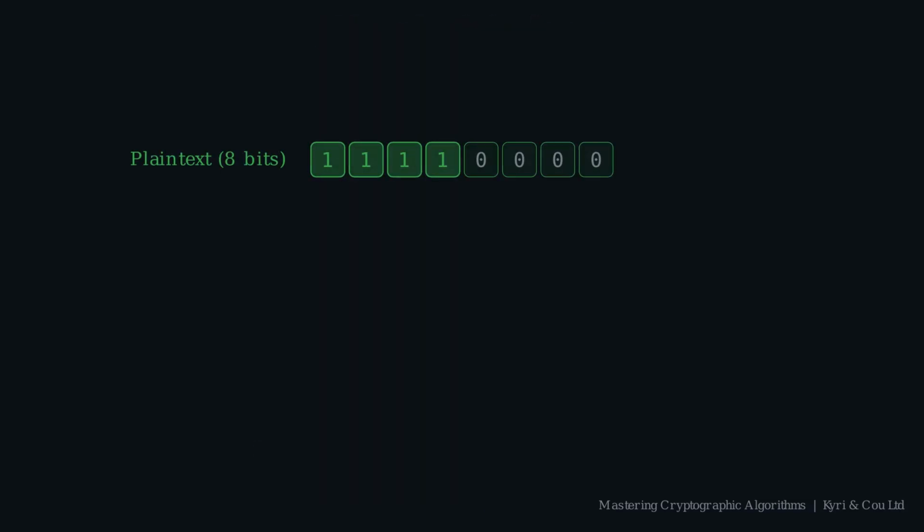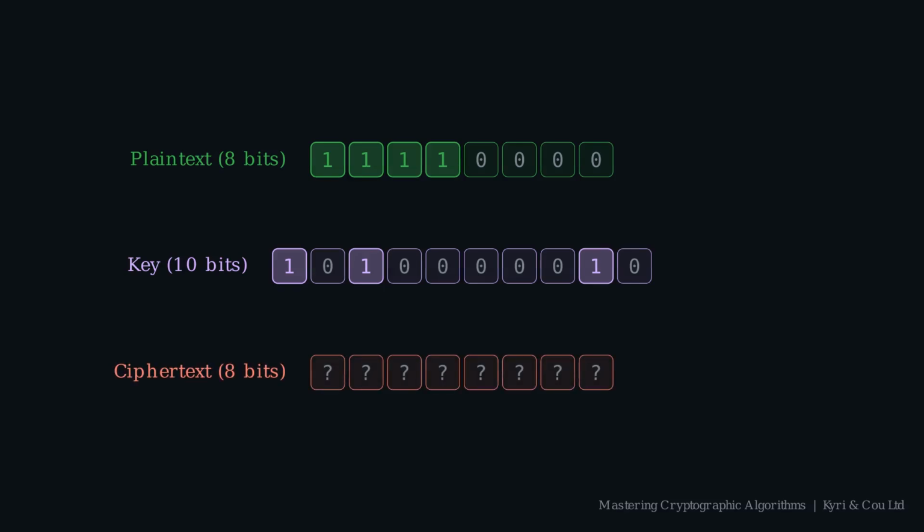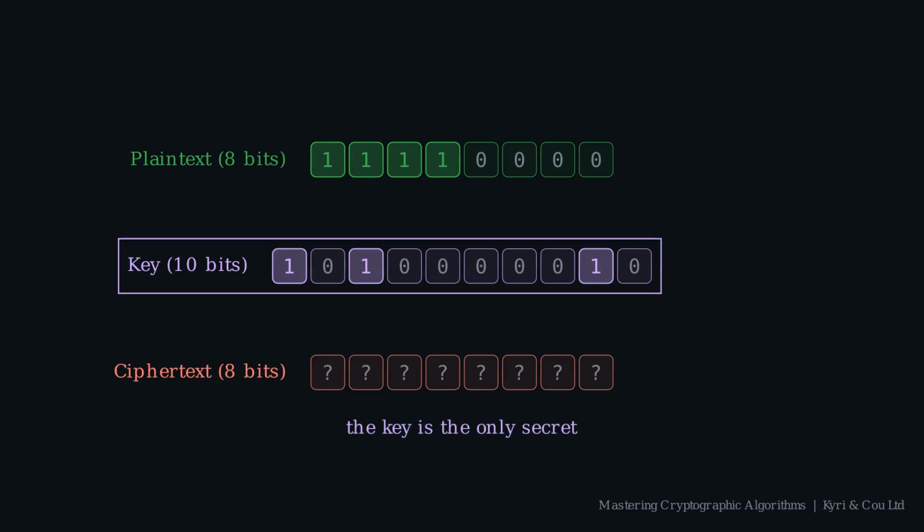Here's our setup for the rest of the lesson. The plaintext is 11110000, a single 8-bit block. The key is 10 bits long, 1010000010. From these 10 bits, the key schedule will produce 2 different round keys. And the ciphertext is 8 bits we don't know yet. That's what we're about to compute. One thing worth saying out loud is that the algorithm itself is completely public. Every table we're about to use is in the published specification. The key is the only secret.